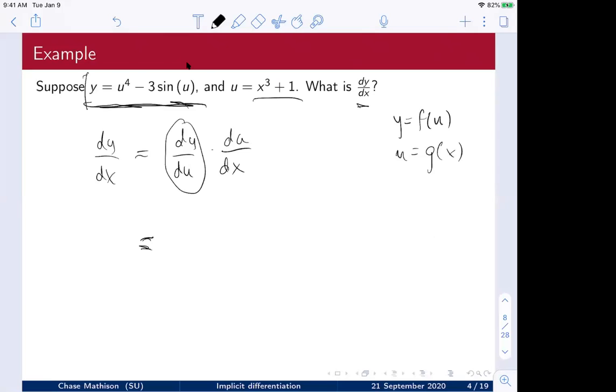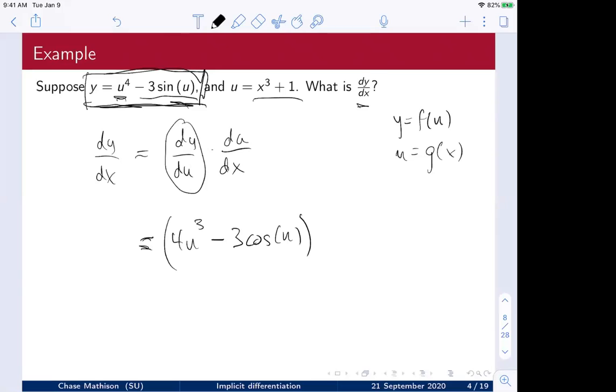What's the derivative of this function right here with respect to u? So what's the derivative of u to the fourth with respect to u? 4u cubed. And then what's the derivative of minus 3 times the sine of u with respect to u? Minus 3 cosine u. Yes, cosine of u. Very good. So there's dy du.